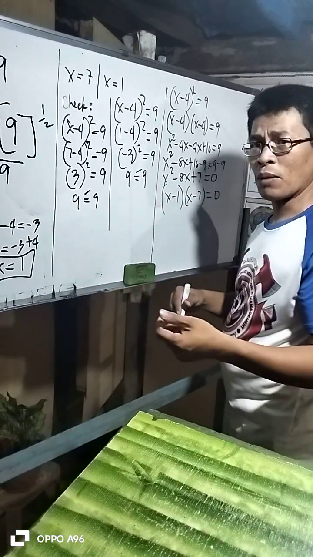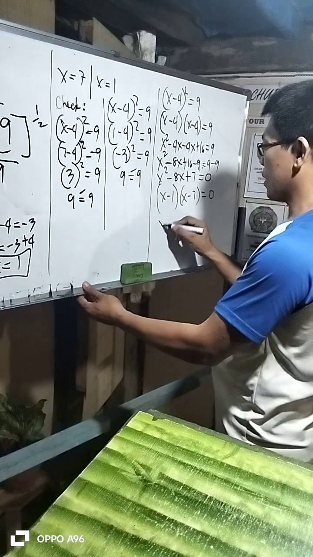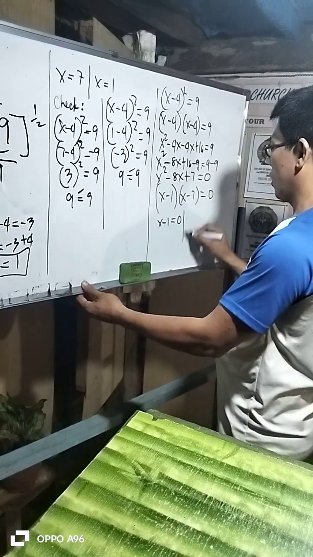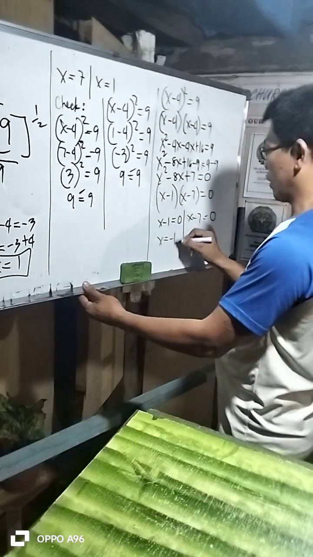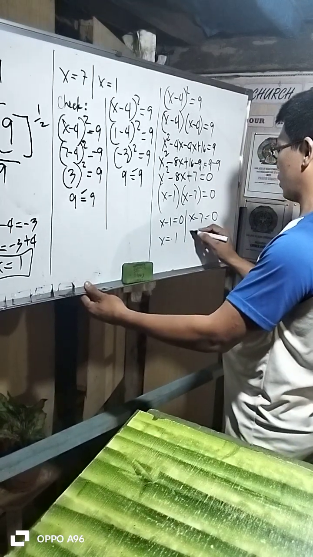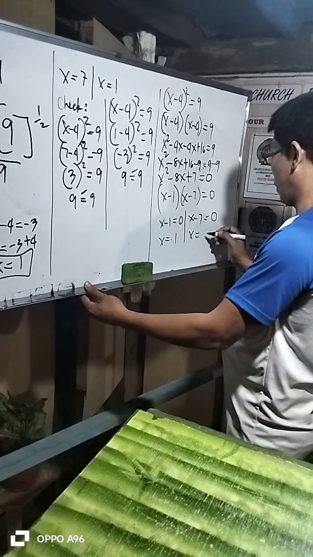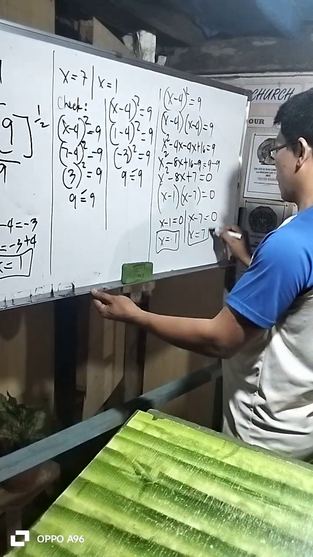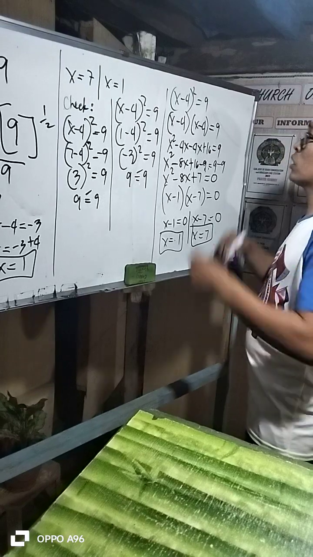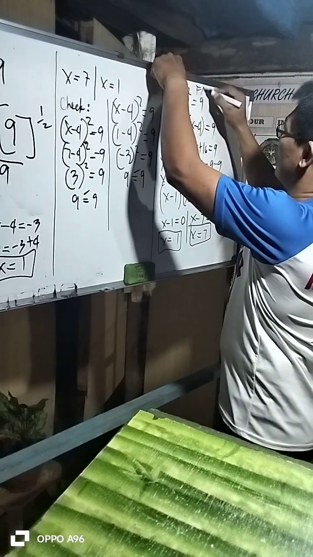Then, use the zero property. We can come up with x minus 1 is equal to 0. Then x minus 7 is equal to 0. Then x is equal to positive 1. And the second one is x is equal to positive 7.